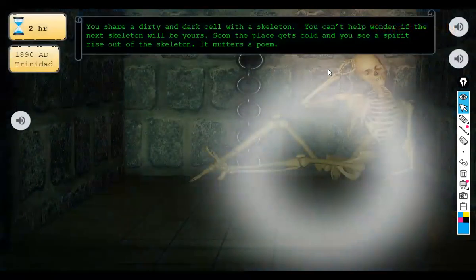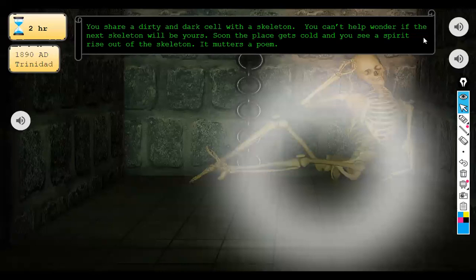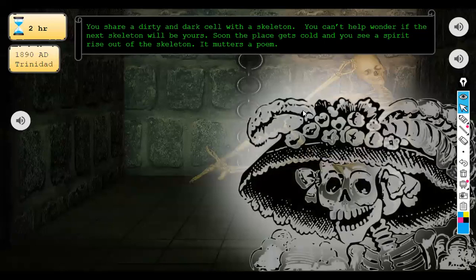All right, so they lock you into this little dungeon here while you await trial. You'll notice that there's a skeleton in there, probably the last person who got accused of killing someone in the forest. But then a spirit appears, and she tells you something.